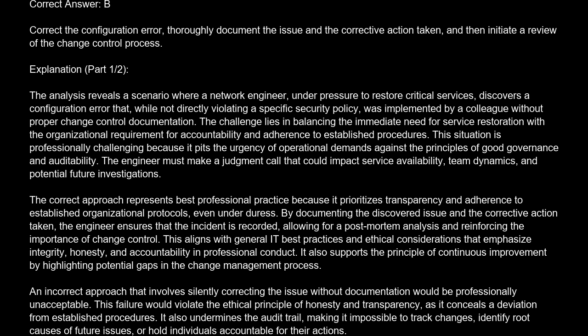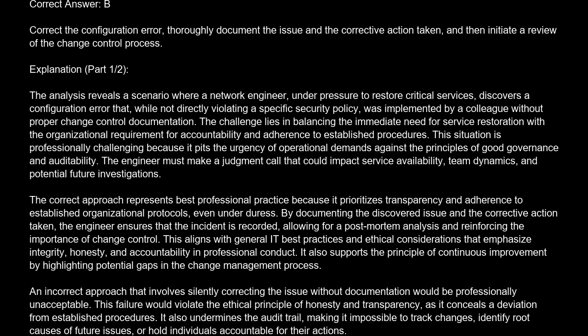a configuration error that, while not directly violating a specific security policy, was implemented by a colleague without proper change control documentation. The challenge lies in balancing the immediate need for service restoration with the organizational requirement for accountability and adherence to established procedures. This situation is professionally challenging because it pits the urgency of operational demands against the principles of good governance and auditability.